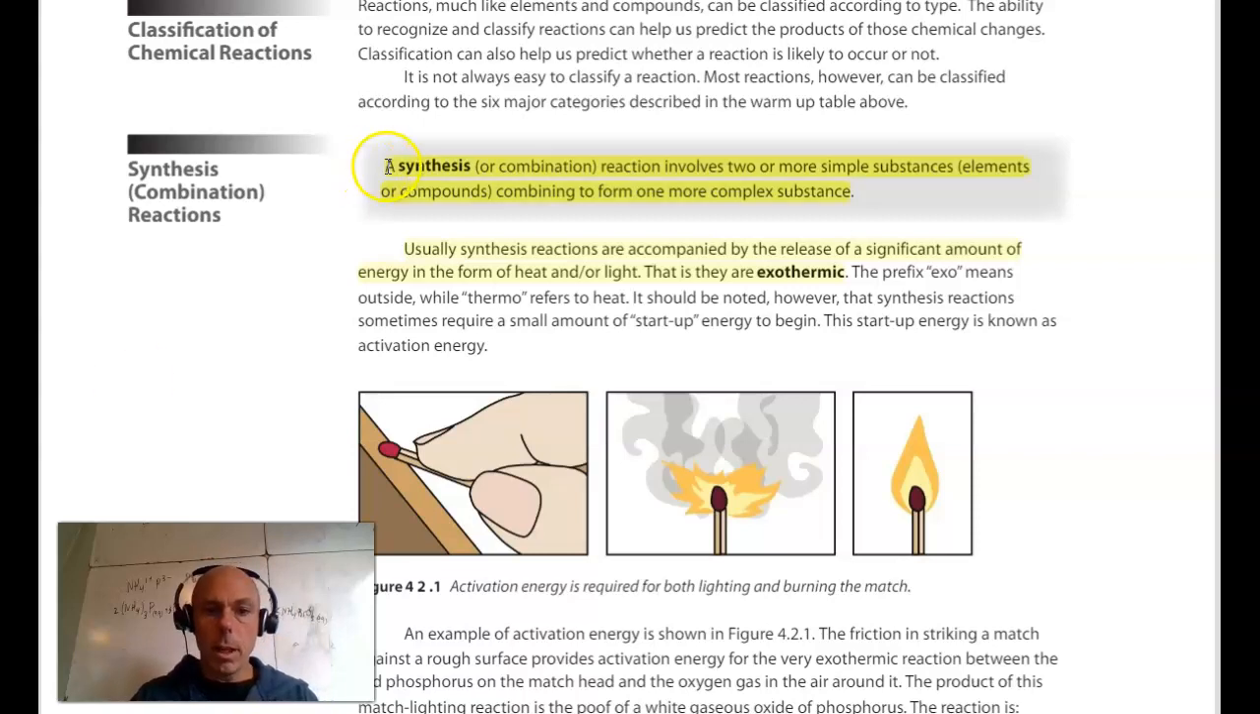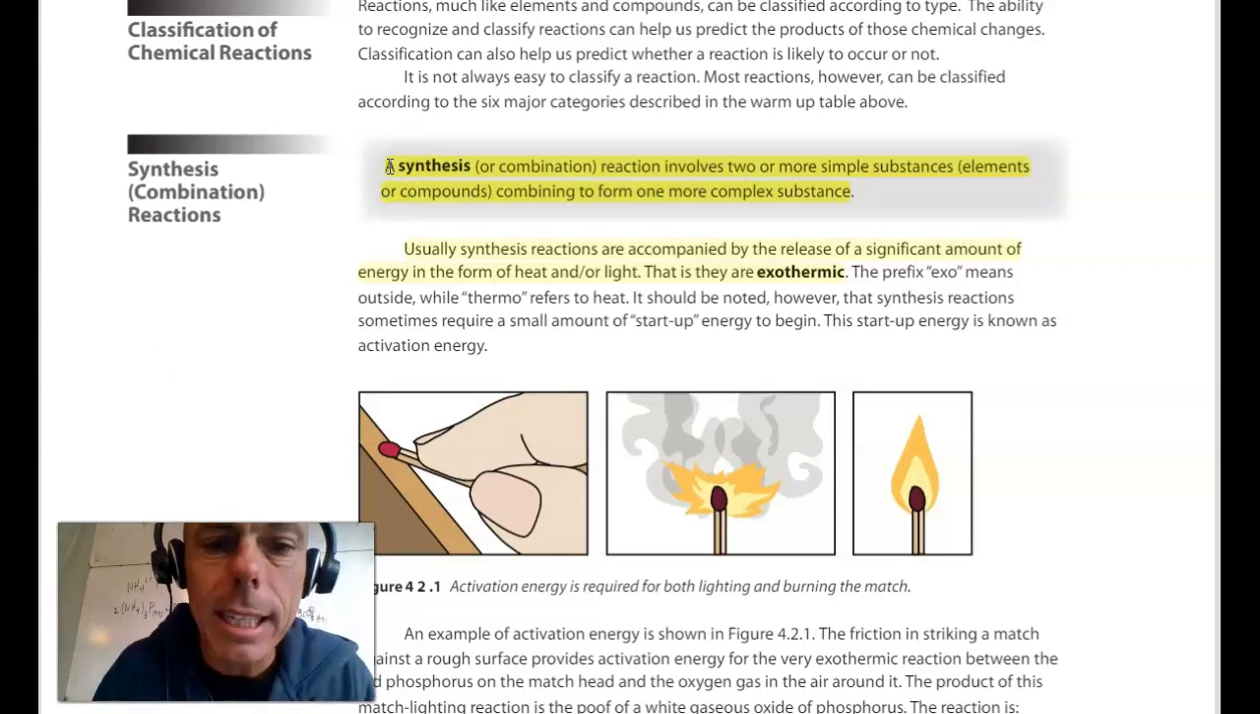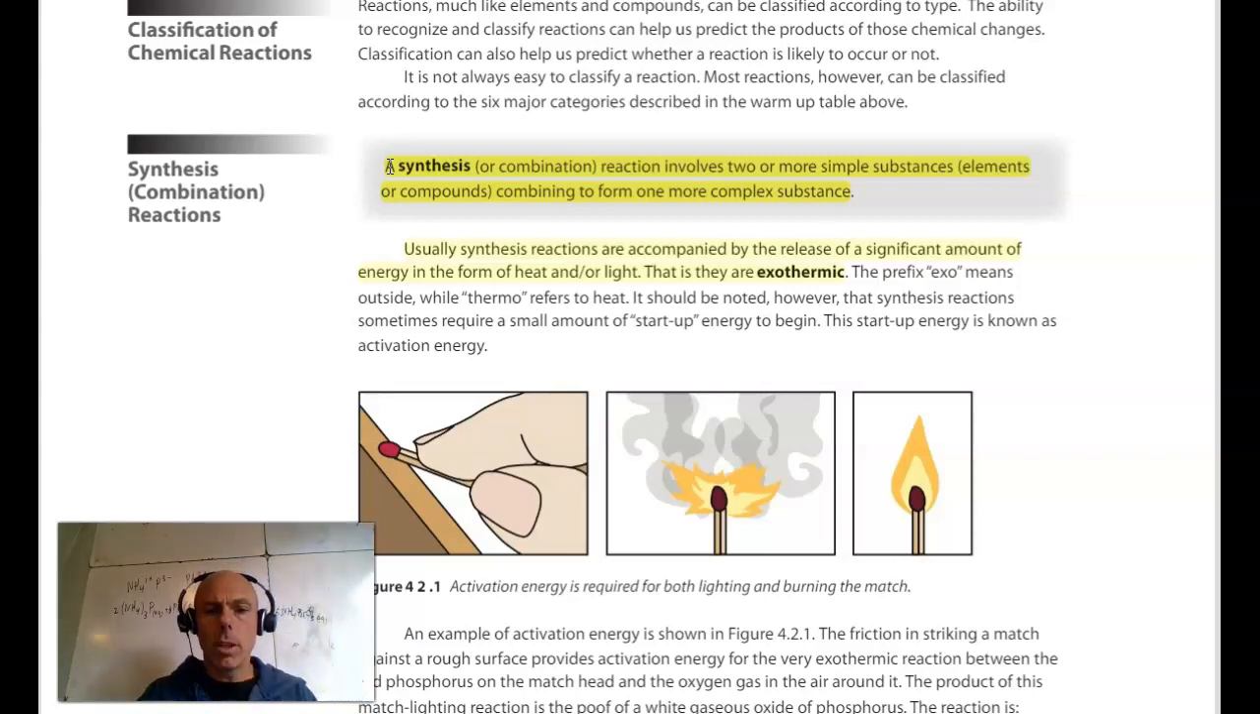As we saw a bit ago in that warm-up chart, a synthesis reaction, often called a combination reaction, involves 2 or more simple substances, which will either be elements or compounds, forming one complex substance. And really what's important about that definition is that when a single product is formed, when there's just one product, then it's a synthesis reaction.